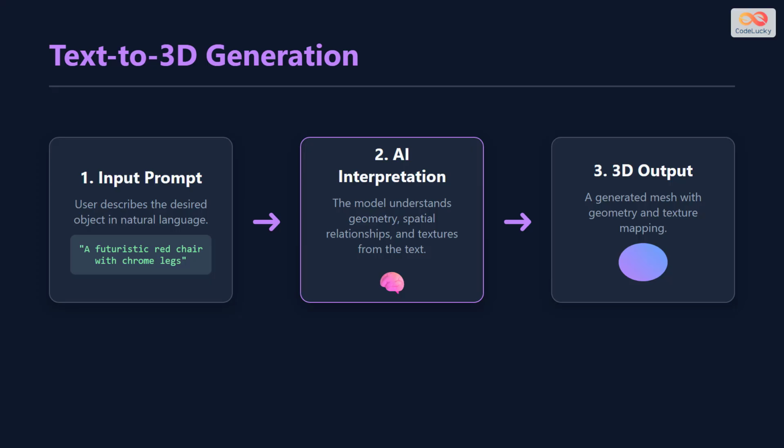The most popular method is text to 3D first. You input a text prompt, like a futuristic red chair. The AI interprets the geometry and style from your words. Finally, it outputs a complete 3D mesh that you can view from any angle. It is similar to tools like Midjourney, but for 3 dimensions.